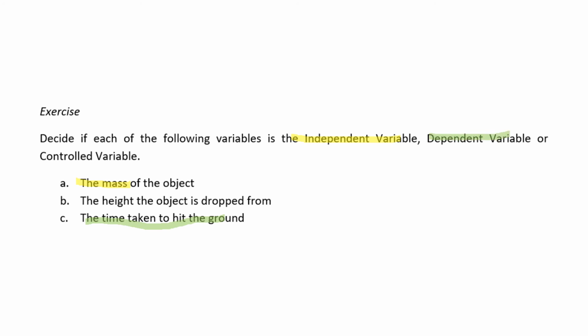Now, every time we did that experiment, we kept the height at the same level. If you look at my hands and Teacher Simai's hands, they were all in a line. We wanted to make sure that the objects were starting at the same position. So the height of the object was controlled. It was kept the same.